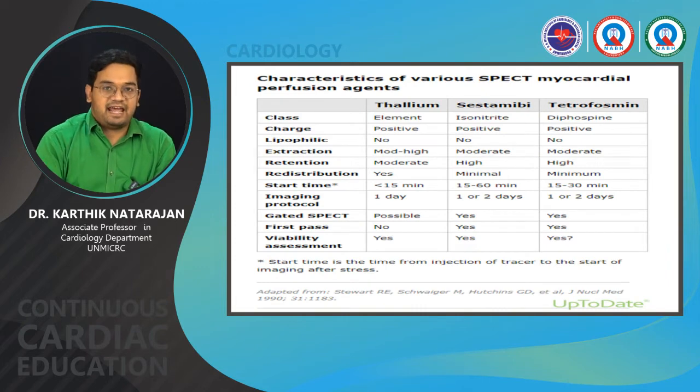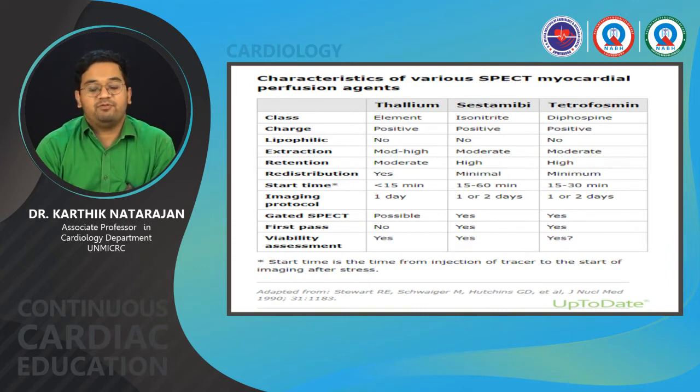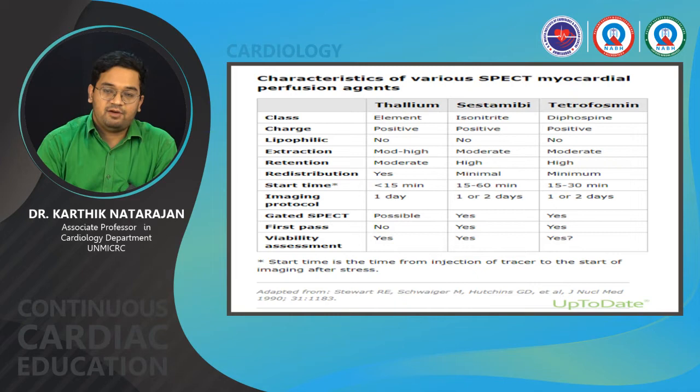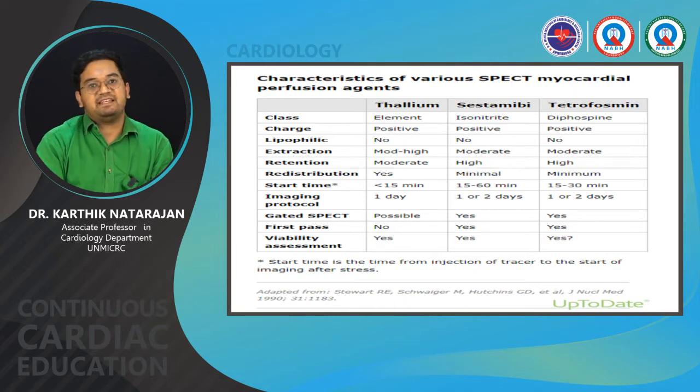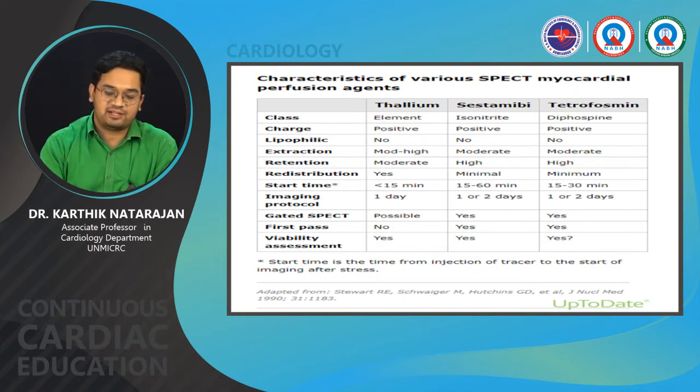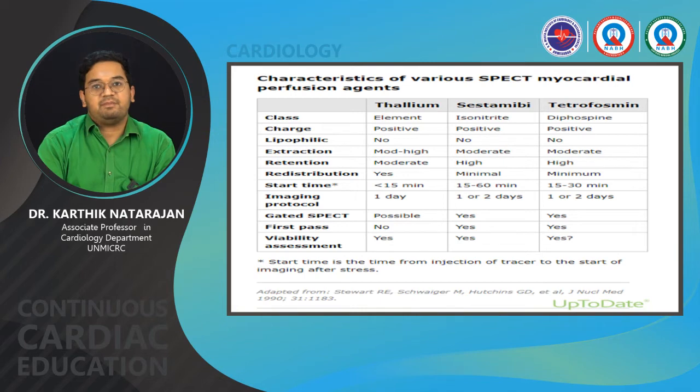These are various characteristics of the myocardial perfusion agents which are used in SPECT scan. For all practical purposes, sestamibi has replaced thallium. The main reason for this is that thallium is generated by a cyclotron and it's not possible to get thallium everywhere. Sestamibi is quite easily generated at any site and hence it is widely used.